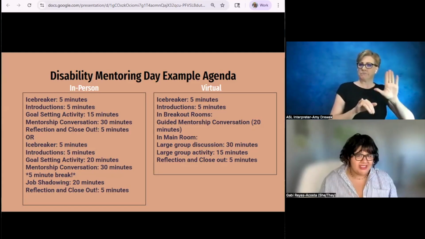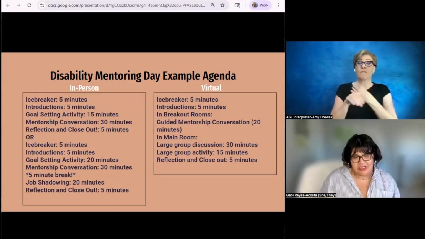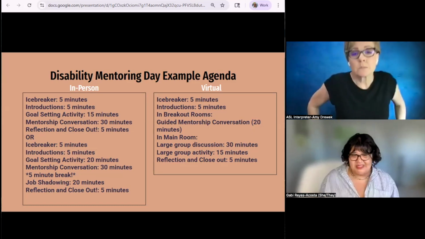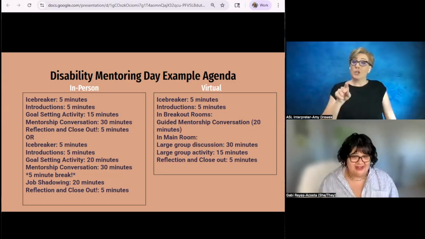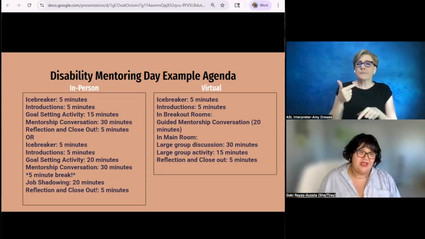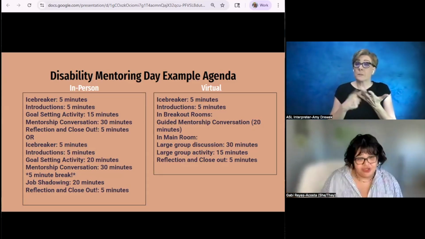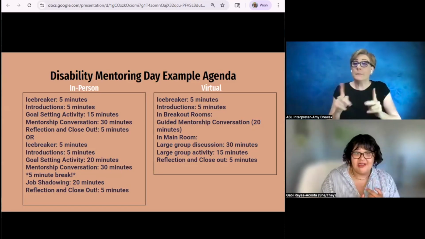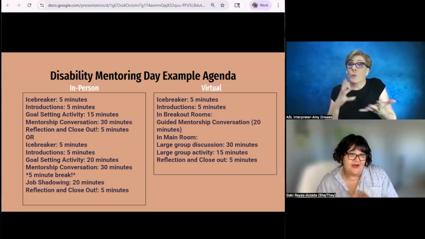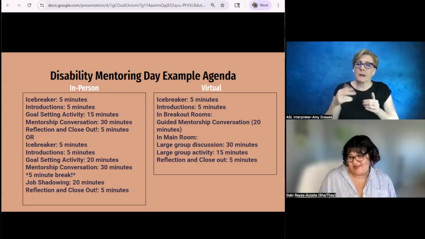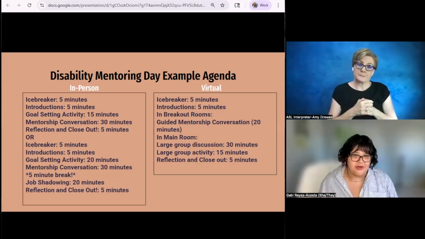A virtual event can be pretty similar, but a little more flexible. You can spend some time in different areas, right? So you can have 20 minutes as a guided mentorship conversation. Maybe you put folks in breakout rooms, and you bring them back to the main room to have a large group discussion, right? You can have folks share out what they talked about, what they learned, what they're excited about. You can create guided questions for them in that main room. And then they can have time to, again, reflect and close out.